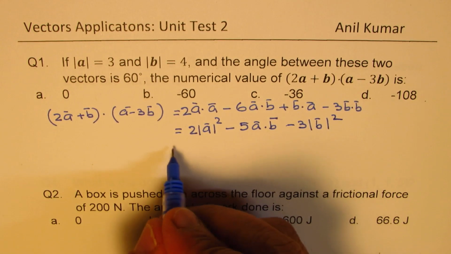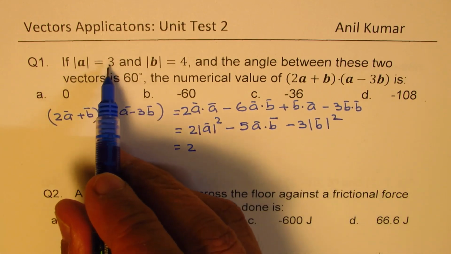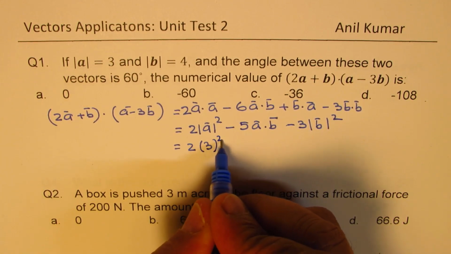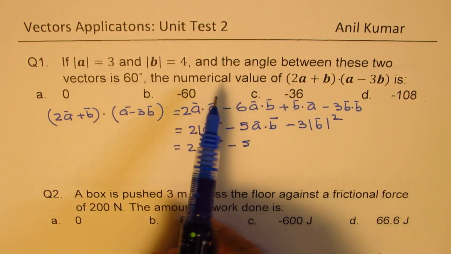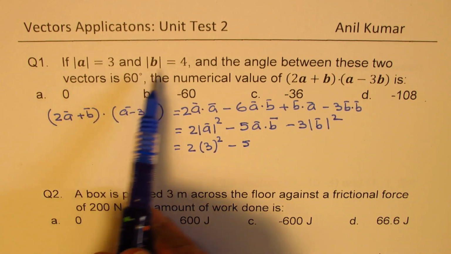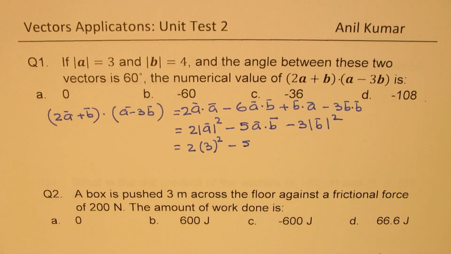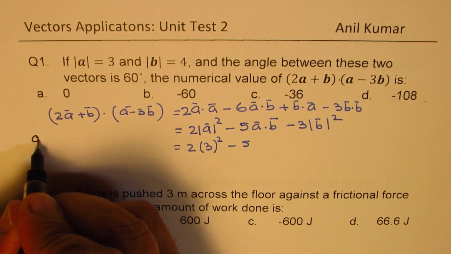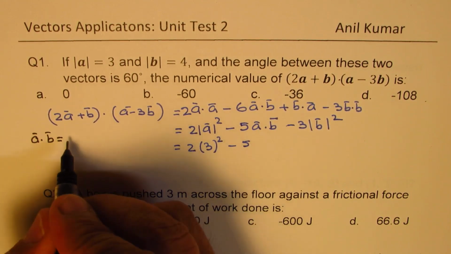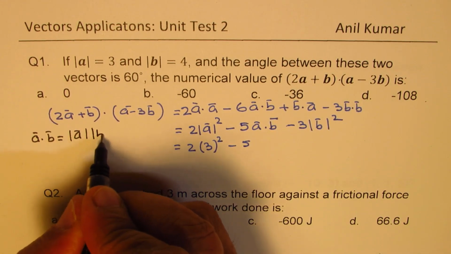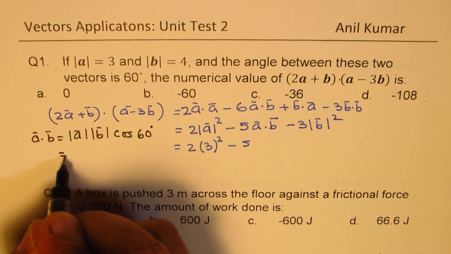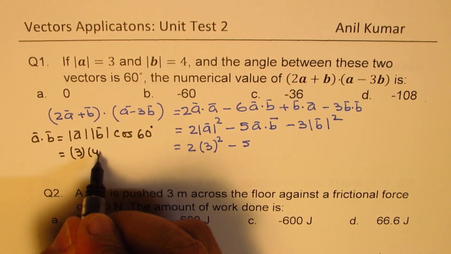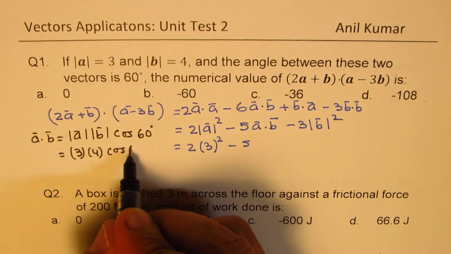So we're given all these values. Magnitude of a is 3. So we can write this as 3 square minus 5 times a dot b. We can find out since we know that the vectors are at an angle of 60 degrees, right? So let's find what is a dot b. So vector a dot b will be equal to magnitude of a times magnitude of b times cos of the angle, which is 60 degrees between them. So this is 3 times 4 times cos of 60 degrees.